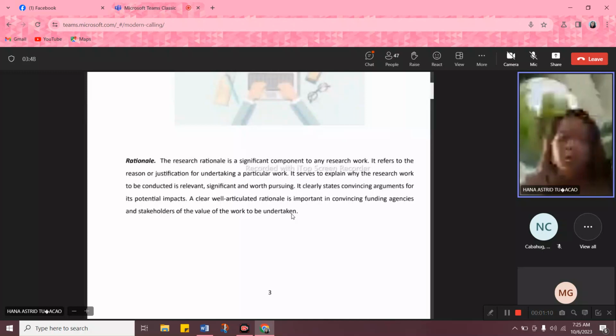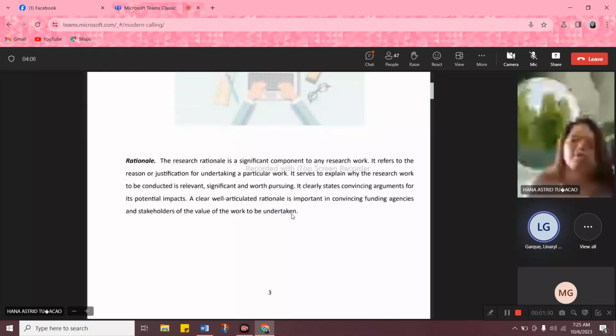Garki, can you read the paragraph flashed on the screen? Rationale. The research rationale is a significant component to any research work. It refers to the reason or justification for undertaking a particular work. It serves to explain why the research work to be conducted is relevant, significant, and worth pursuing. It clearly states convincing arguments for its potential impacts. A clear, well-articulated rationale is important in convincing funding agencies and stakeholders of the value of the work to be undertaken. Okay, thank you, Garki.